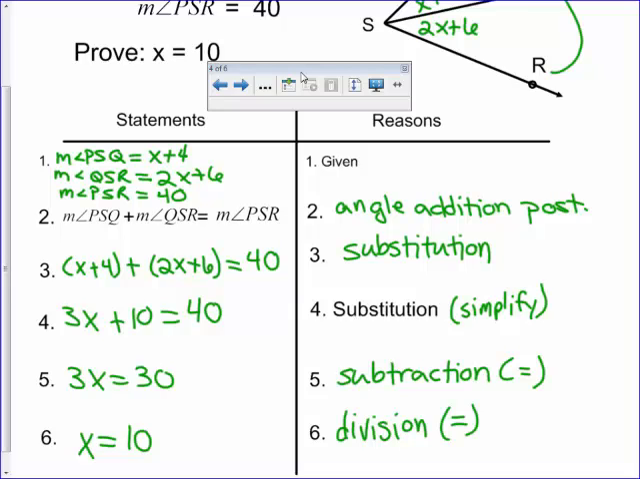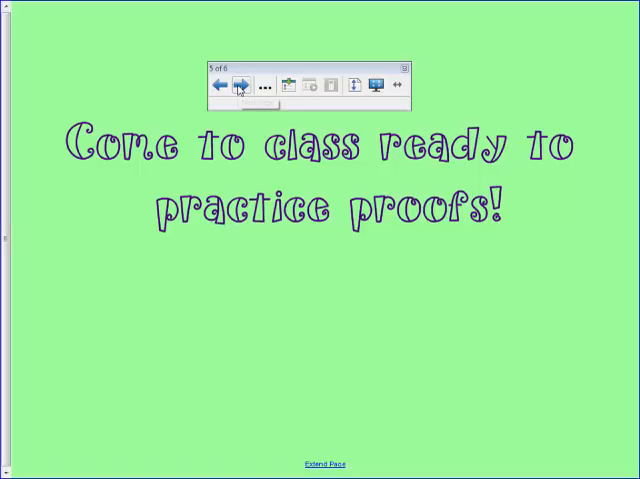If you read through the measure of angle PSQ and look at your diagram, that's part plus part equals the whole thing. So angle addition, and then from there, once you get angle addition, you can substitute and do all your algebra work. So let us know if you have questions tomorrow on this proof. And once again, we're going to work on proofs because we know you guys love them so much. So know your vocabulary, know your definitions, know your theorems, and we will work on that again tomorrow.